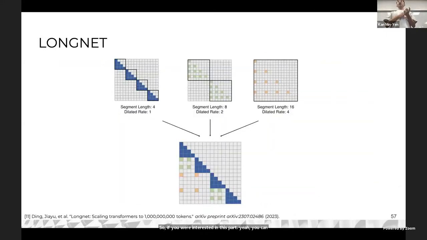Do we have any questions? Maybe have a quick one. How was the global token determined? Could you elaborate more?